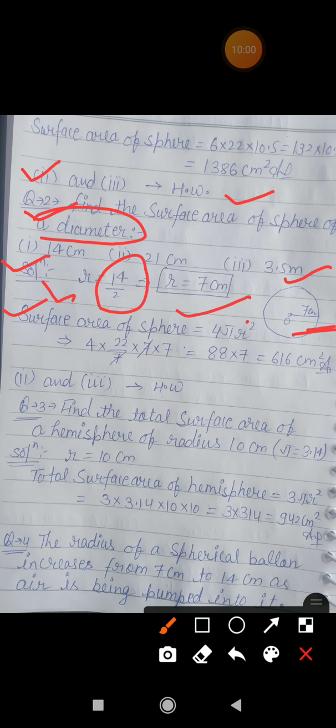What is the formula of it? 4 pi r square. Put the value of r and pi here, and then calculate, and your answer comes. So 4 into pi, 22 upon 7, and r is 7 into 7, because r square is there. Cut this 7 with one 7, and then you have 88 into 7, and multiply it. 616 centimeter square is the required answer of question number 2, first part.